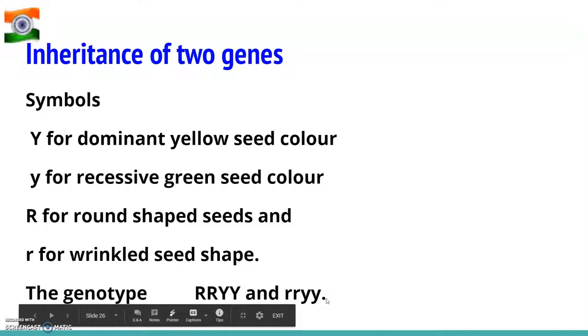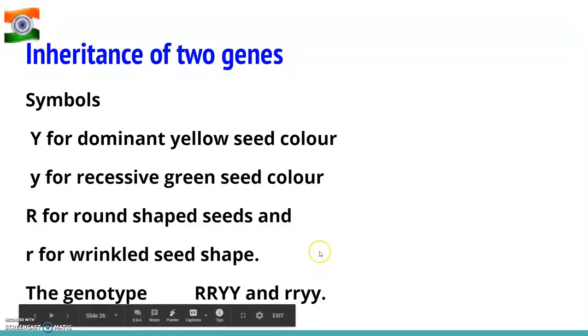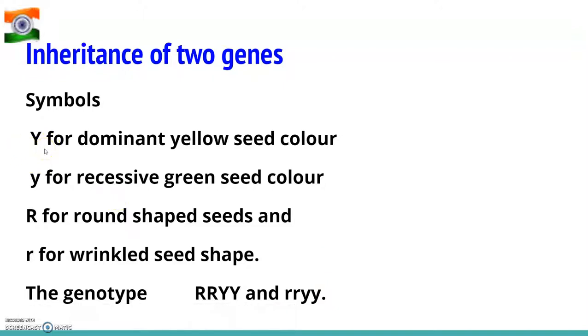Now, yellow color was dominant over green and round shape is dominant over wrinkled, and these results were identical to those that he got when he made separate monohybrid crosses between yellow and green seed plants and between round and wrinkled seed plants. Now he used the genotype symbol capital Y for dominant yellow color, and small y for the recessive, and capital R for round shape, and small r for the wrinkled shaped seeds.